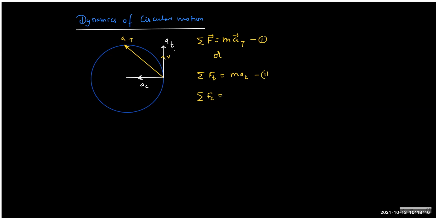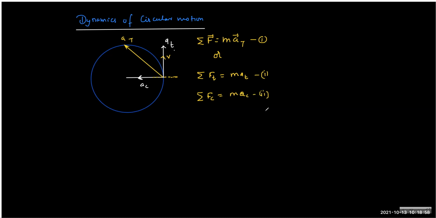Now similarly, while writing the net centripetal force, we need to resolve the forces along the radial direction, this direction. Centripetal is towards the center, so every component which points towards the center is positive. So into the center is positive and out of the center is negative. Something which points towards the center we take as a positive value. But if a force component is pointing away from the center, we take it as negative. And then we write it as m a c.